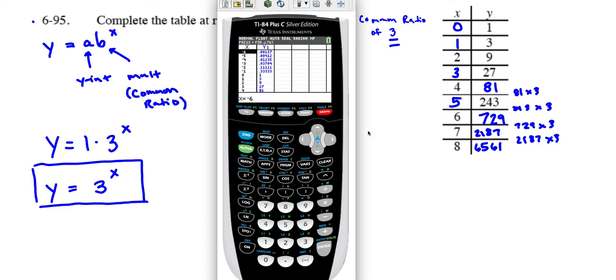We started at 0 on ours, so as I scroll down here, I got 0, 1, then 1, 3, then 2, 9, 27, 81, and so on. So we see that our values are correct there. So that means that the function that we came up with, y equals 3 to the power of x, is the correct answer.